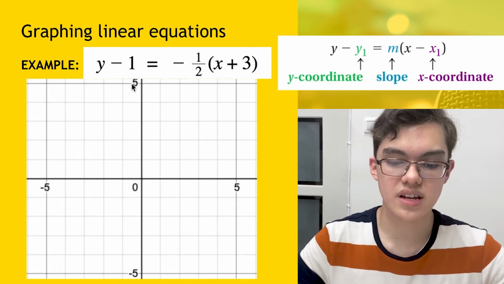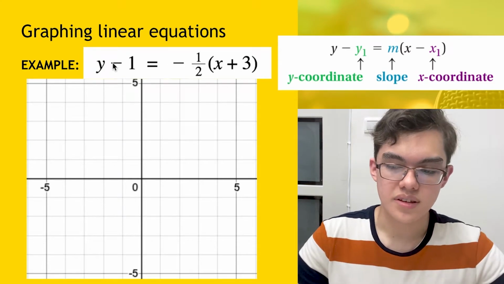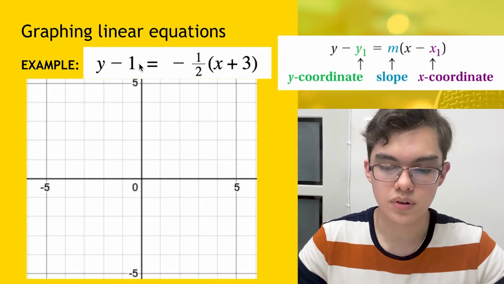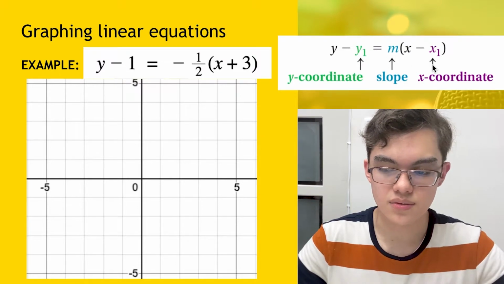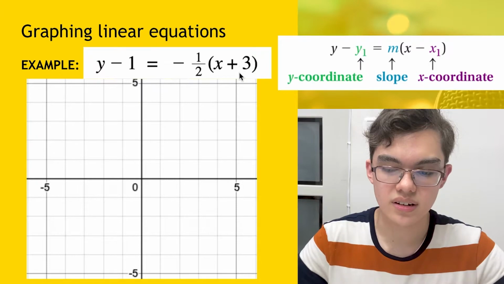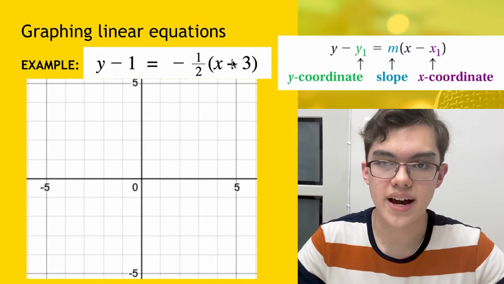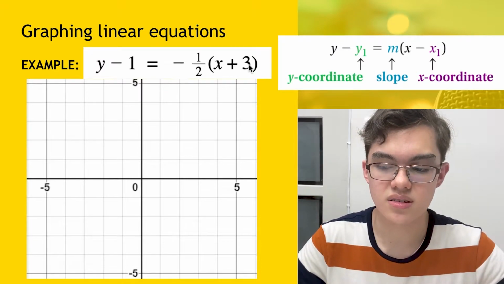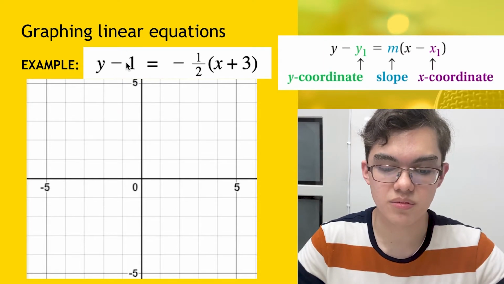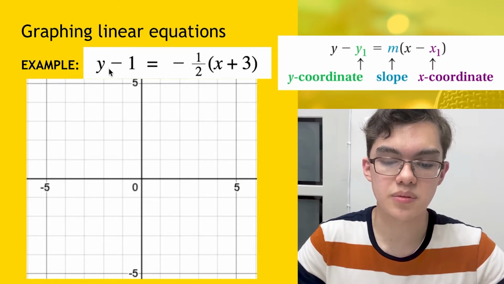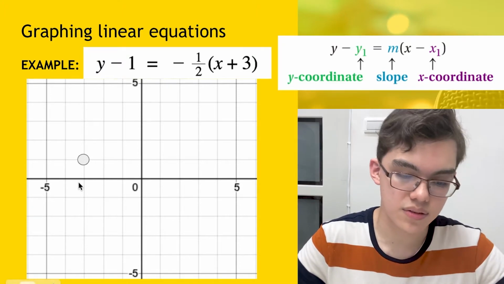And here's another example for you. This one right here, this is in point-slope form. And so we know that it's in point-slope form because it follows this format right here. So our x1, that's going to be our x-coordinate, is going to be negative 3 because x minus negative 3 is x plus 3. So our x-coordinate is negative 3. And our y-coordinate right here, it replaces y1, our y-coordinate is going to be 1. So we know that there's a point on the line that's going to be at negative 3, 1.